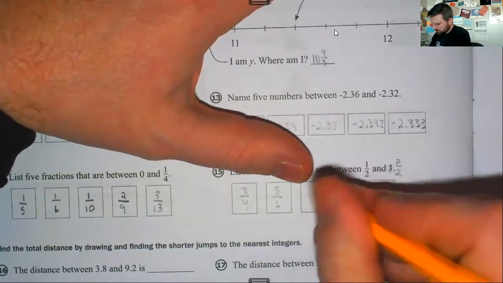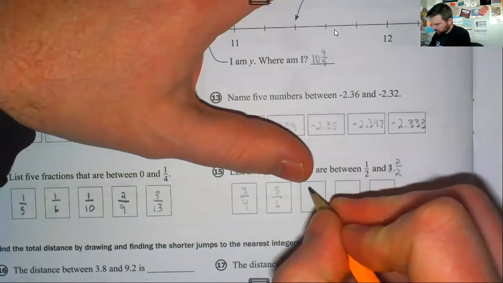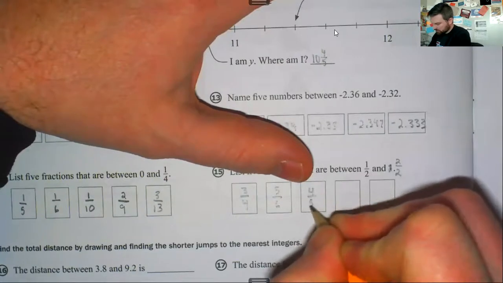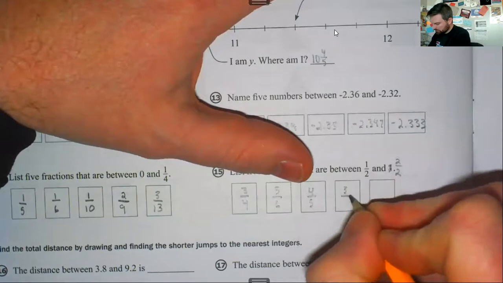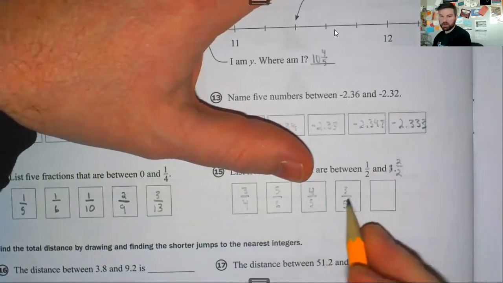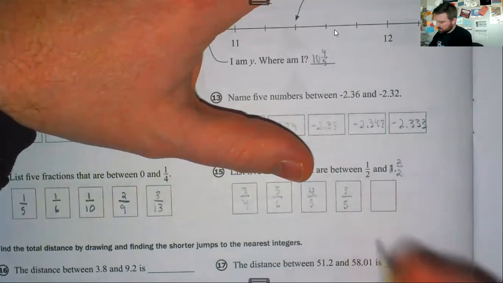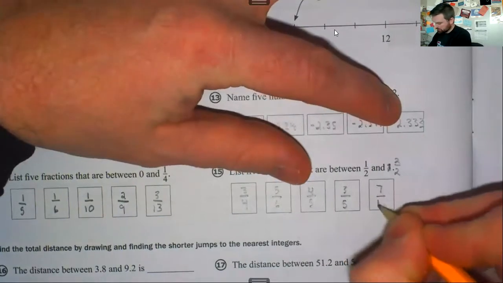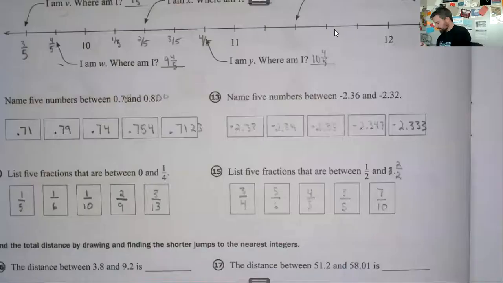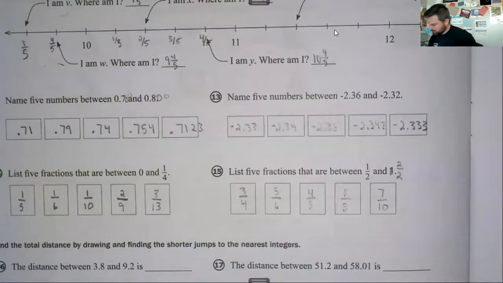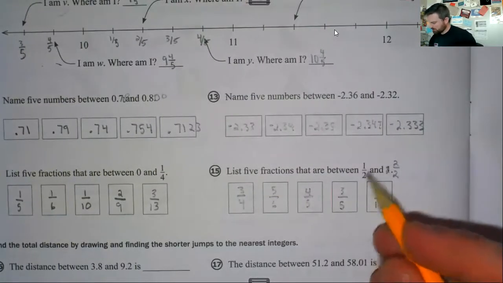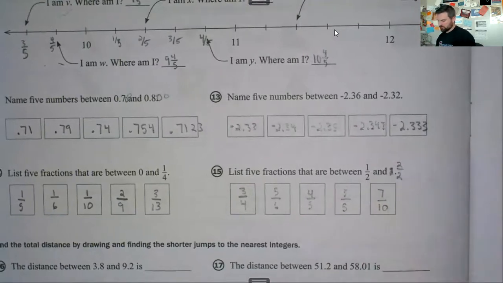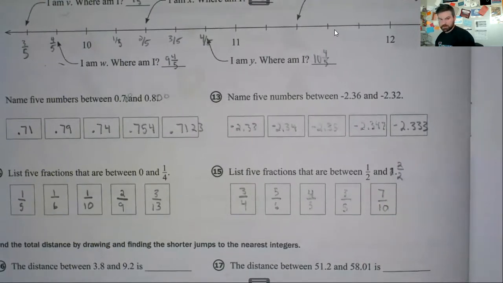Let's see, 4/5, 3/5. Okay, because that's bigger than 1/2. Remember, 1/2 would be 2.5/5 and 7/10. Okay, relate it to 1/2. 5/10 would be 1/2, and 10/10 would be 1. So we're in between there.